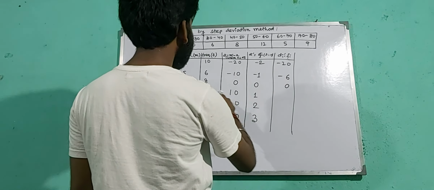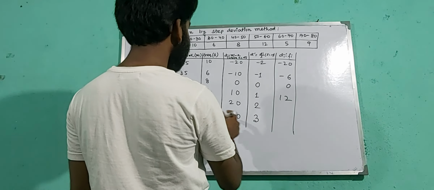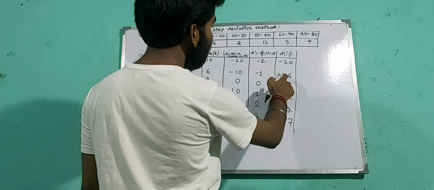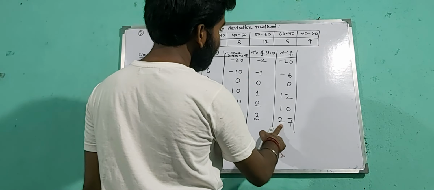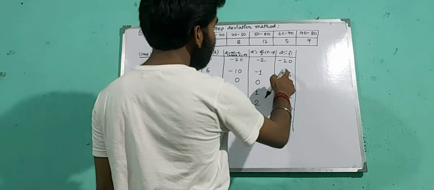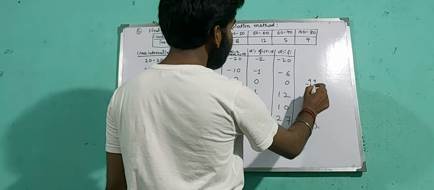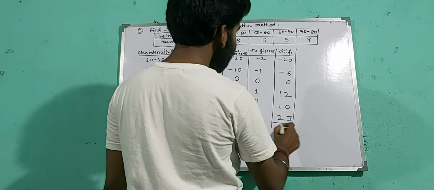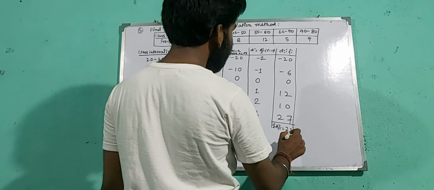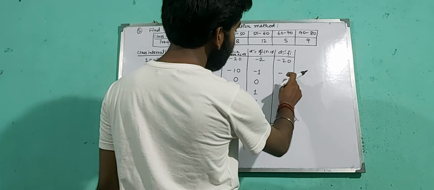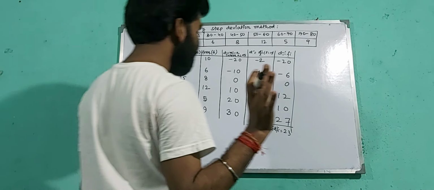0 will be 0 only. 12 into 1, it will be 12. Make the calculations nicely. 5 2s are 10. 9 3s are 27. Easy calculation will come. Minus 20 and minus 6 is minus 26. Here 27 and 10 is 37. 37 and 12 is 49. 49 minus 26, what will be? 23 only. Okay. The sum of di dash and fi will be 23. Let us see again, 7, 8, 9. 49 minus 6 will be 43. Okay, correct. I have cross checked.